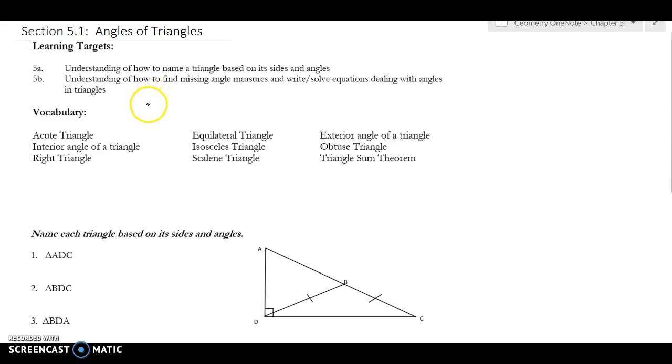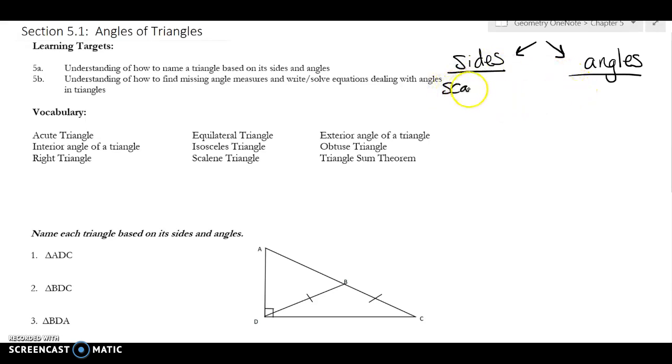All right, what we're going to be doing today is talking about angles and triangles, but before we can do that, we need to talk about the different types of triangles. There's triangles based on sides, and then there's triangles based on angles. When you name them, you have to choose one from each. You can't just say it's scalene. You have to choose one from each, okay?